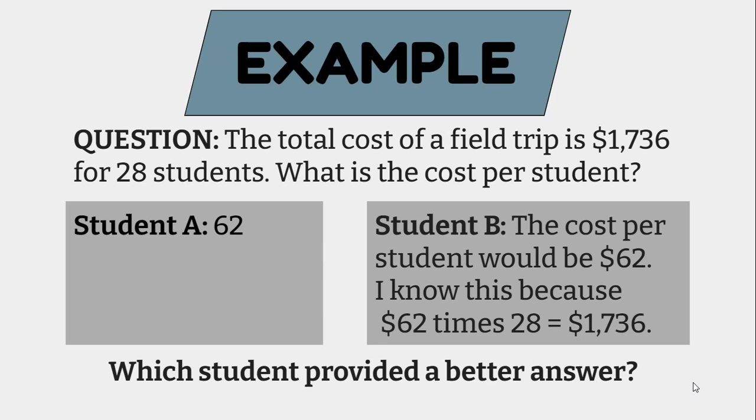All right, so here's a quick example. The question is: the total cost of a field trip is $1,736 for 28 students. What is the cost per student? Student A put 62. Student B wrote that the cost per student would be $62. I know this because $62 times 28 equals 1,736. So which student do you feel provided a better answer?